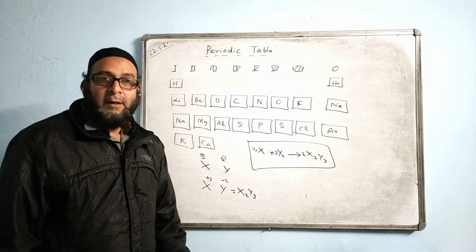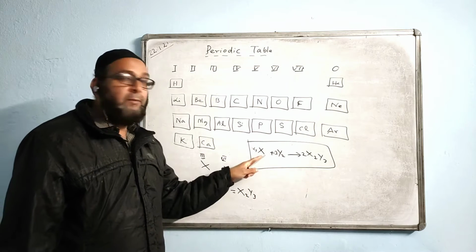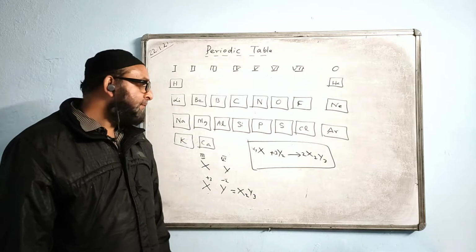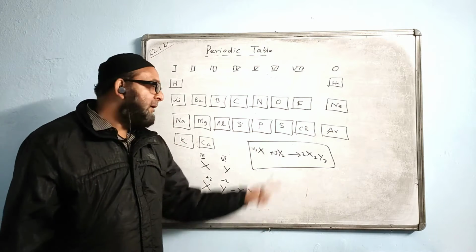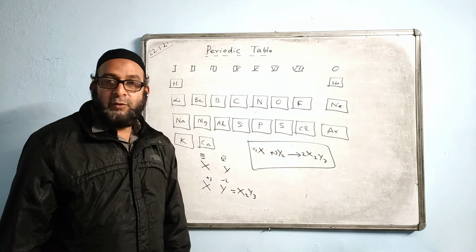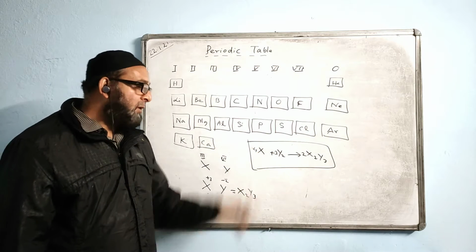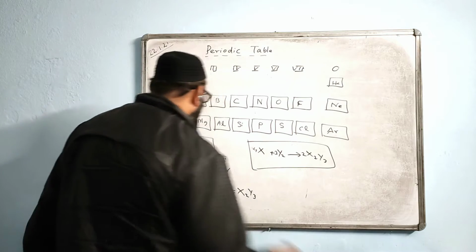The question only says that X is monoatomic, which means a single atom, and Y is diatomic, which means there are 2 atoms of Y. And write down the balanced equation to show the formation of this compound. So we will be showing it this way. Hope you understood it.